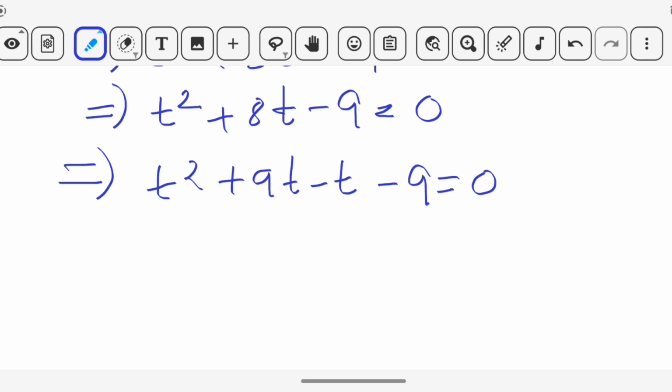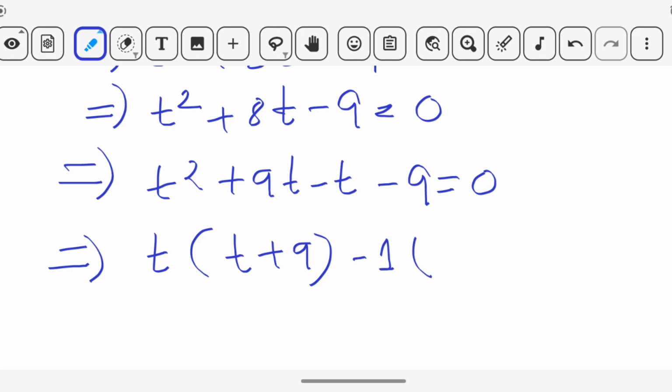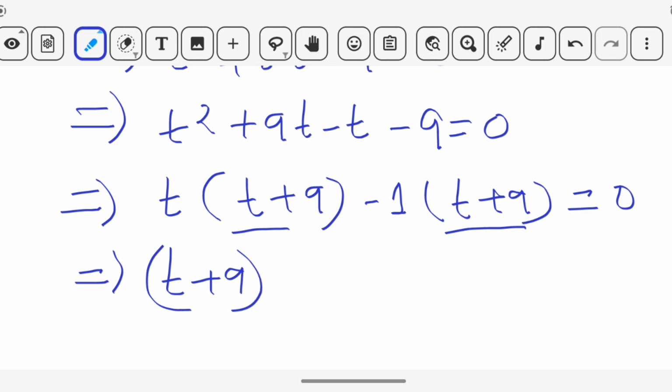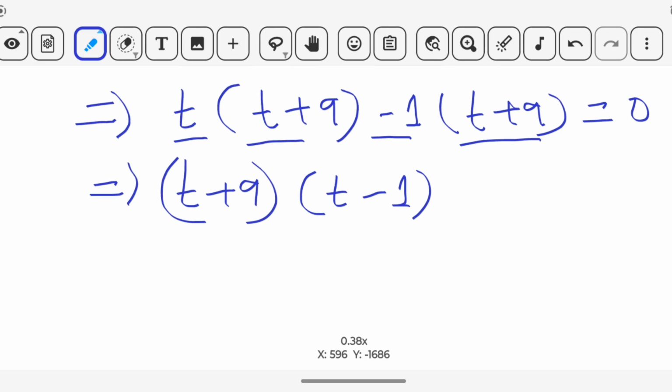So we can take t as common. When we take t common, it will be t plus 9. When we take minus 1 common, it will be t plus 9 again. So t plus 9 is common. So we can write (t plus 9) multiplied by (t minus 1) is equal to 0.